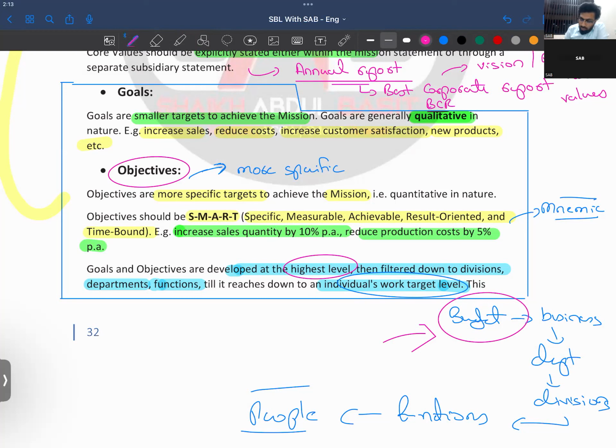Well, see, the budget could be that you have to make 450 million baht. That could be your budget, right? 450 million, or let's say 500 million baht. Now you have to divide it, who's going to contribute what in this part. So it will be on the business level, and then you have to break it down into a departmental level, and then we have divisions, functions, people, and all that, right? So this is the difference between goals and objectives.